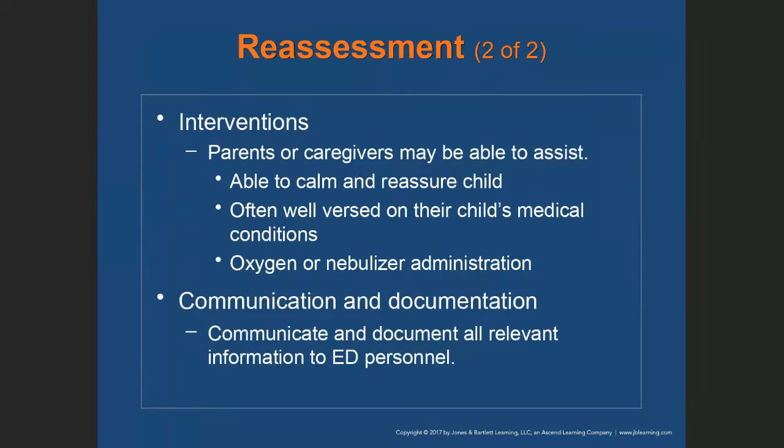Interventions. Parents or caregivers may be able to assist. They may be able to calm and reassure a child, and are often well versed on their child's medical condition, oxygen or nebulizer administration. Communication and documentation: communicate and document all relevant information to ED personnel.